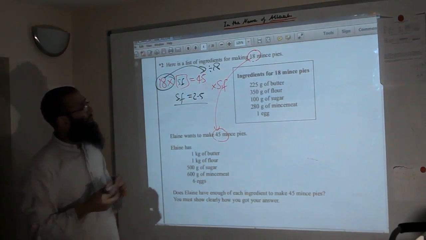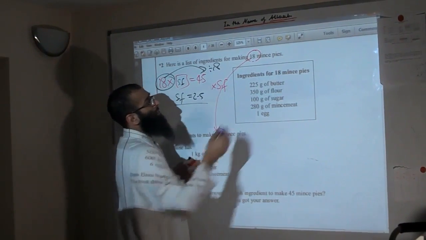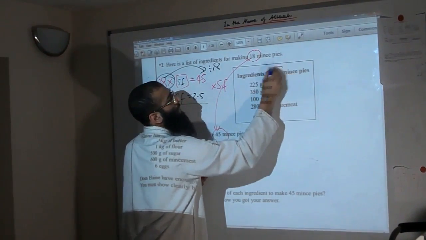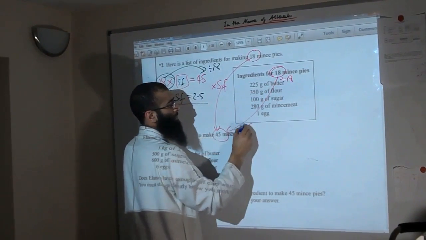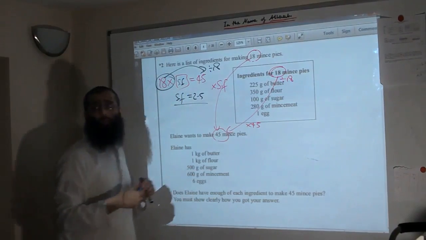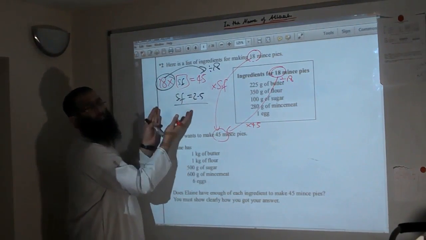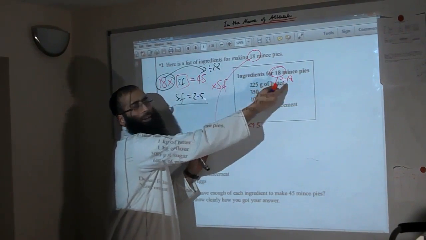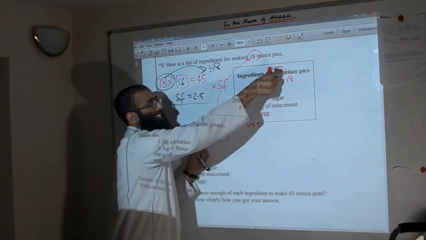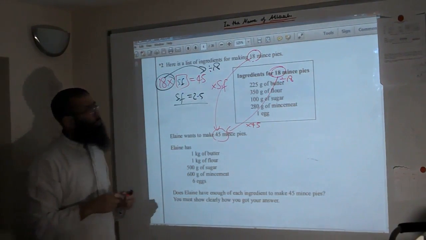Another way is by doing it like this. It's called the unitary method. We want to go from 18 to 45. We divide by 18 and then times by 45. Folks, use whichever method you find easy. This is the method traditionally taught in schools: divide by itself and times by 45. That will take this to that. It still gives us 2.5. Okay, we're happy with the 2.5?